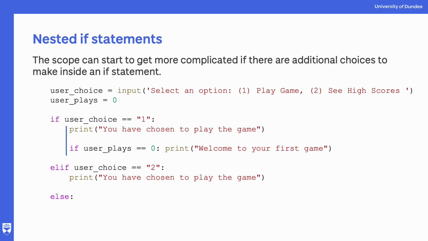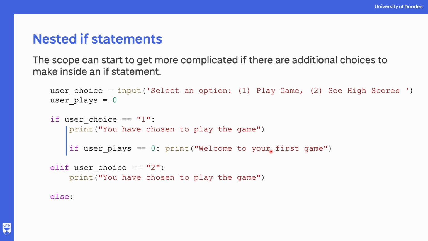And then we can start to get even more complicated by nesting them. In this case, I've used the same example of my play game or see high scores, but I've added this variable for user plays. Currently user plays, let's say that's the amount of times that the game has been played, is 0. If the user enters 1, I want to print out you've chosen to play the game. Then I've got an additional if statement that can occur within that section of code. You can see this line here. That is the scope. Everything alongside that line is going to execute if the player chooses 1.